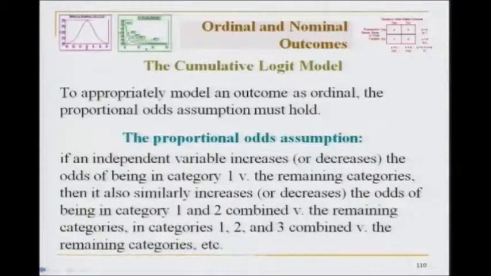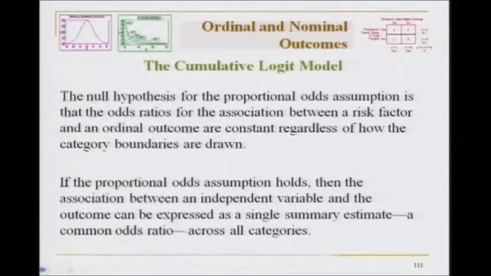We talked a little bit about the proportional odds assumption, so I've just restated it here, and I've put my picture in again. You're asserting that where you make category boundaries, where you make cut points, whether between category 1 and 2 or between 2 and 3, you're going to get a similar association, and therefore you can summarize it with one single summary odds ratio.